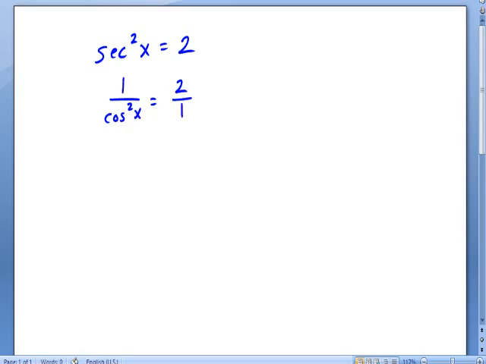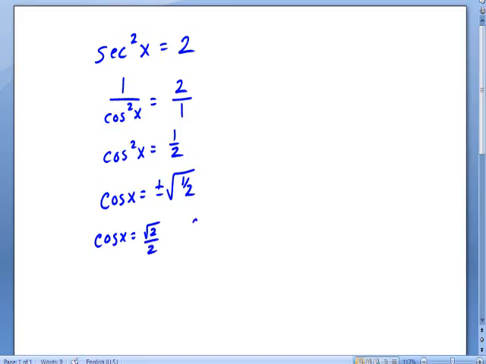Or, if I want to take the reciprocal of both sides, I can say this is equivalent to cosine squared equal to 1/2. Now, just like before, I can proceed by taking the square root of both sides to get the cosine of x equals plus or minus the square root of 1/2. And so now I have two equations. I need to find out where the cosine of x equals the positive square root of 1/2, which is the square root of 2 over 2, or where the cosine of x equals the negative square root of 1/2, or negative square root of 2 over 2.